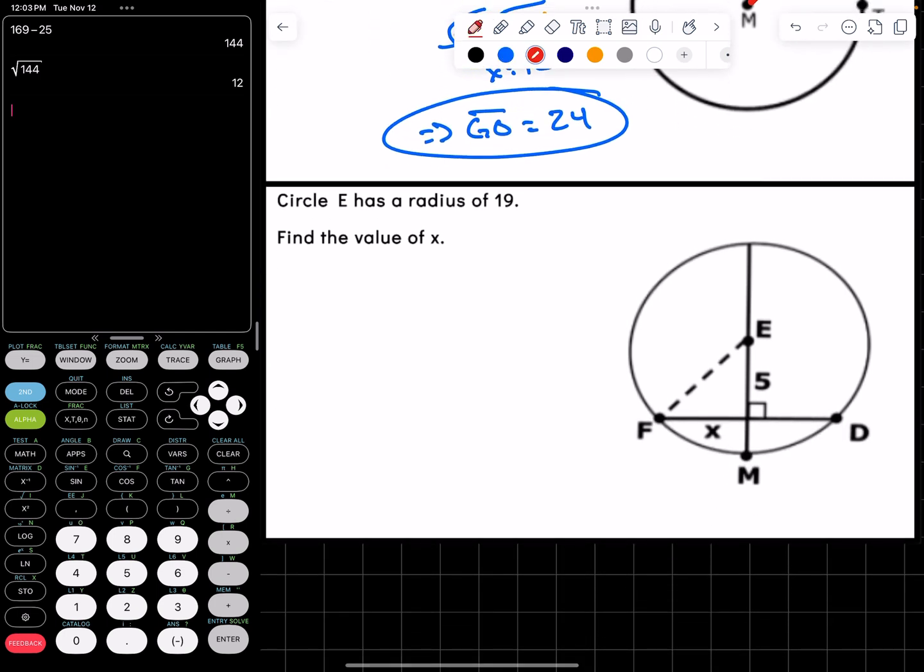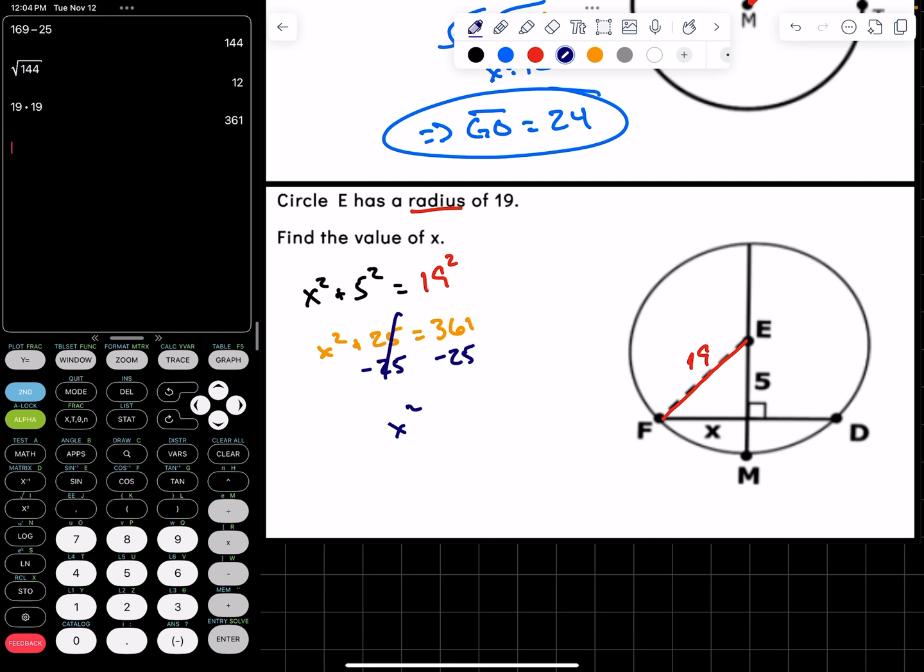Down here, circle E has a radius of 19. So we have 19 as our radius. We're trying to find the value of X. So I know that X squared plus 5 squared equals 19 squared. X squared plus 25 equals 19 times 19. That's the same as 19 squared, 361. Subtract 25 from both sides.